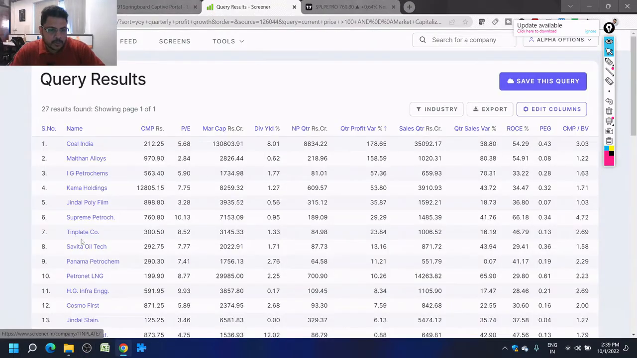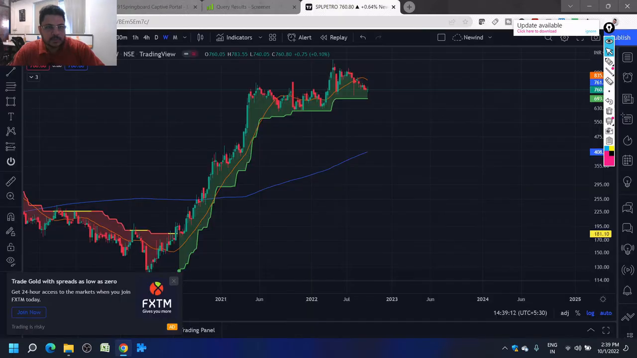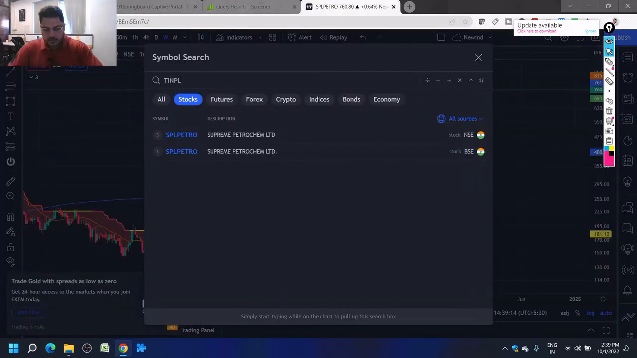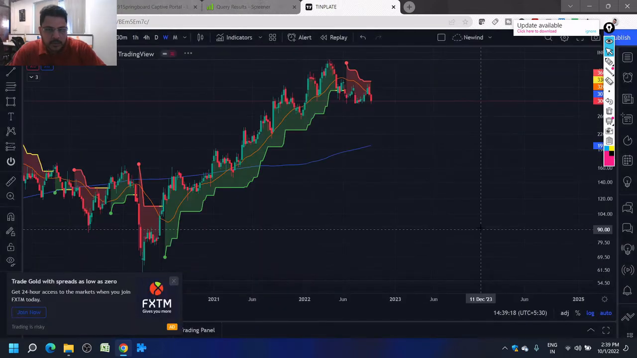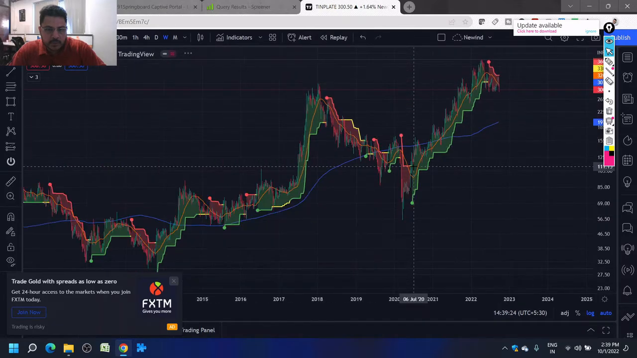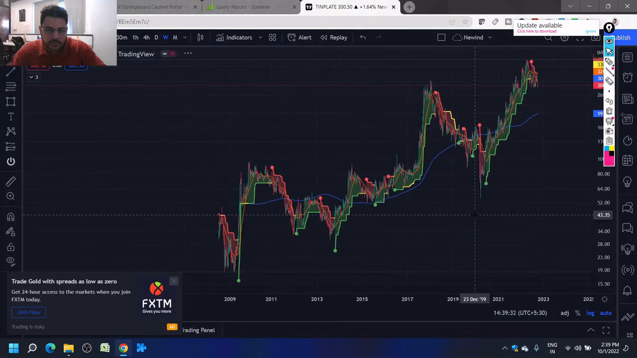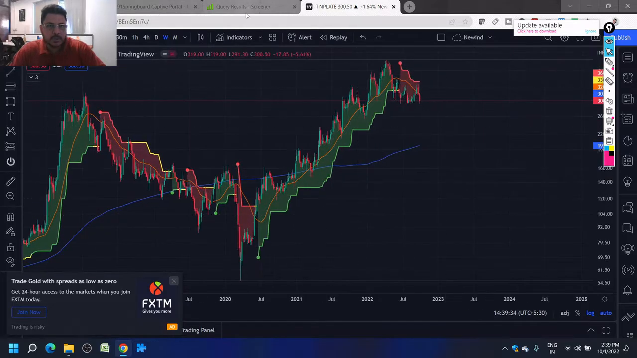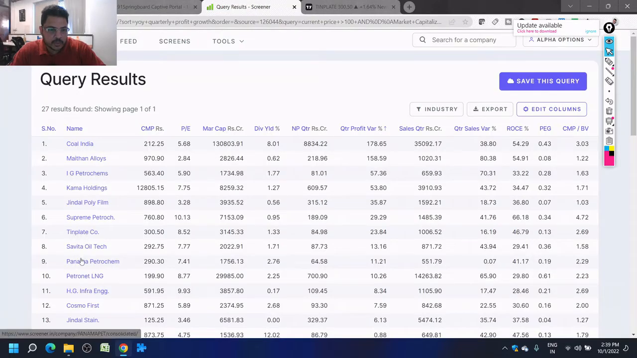So now let's look at Tinplate Co. A lot of people talk about Tinplate. It's a very good company. I think it's Tata's company, right? Tinplate is not giving an entry right now, but it can give you an entry. But this is a very volatile stock. As you can see, it has gone from 300 till 58. So you should hold on not to invest at this moment.